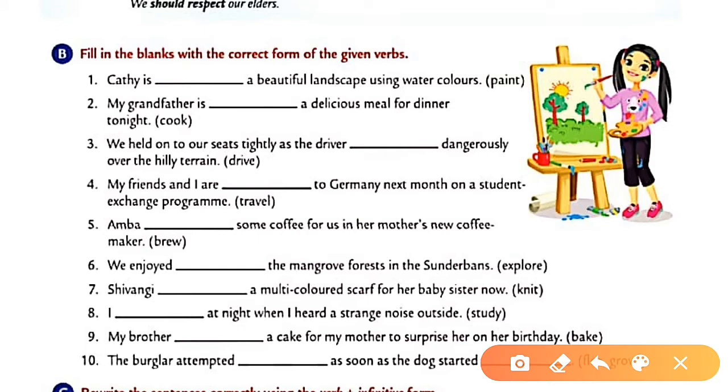Next, number 7. Sangvi dash a multicolored scarf for her baby sister now. Your answer is, Sangvi is knitting. Is knitting. Continuous form. ing, knitting.